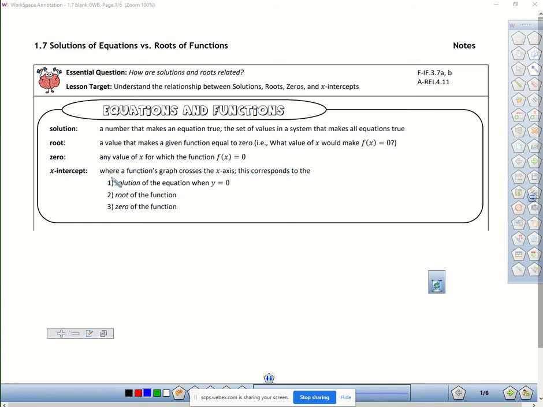And then we have an x-intercept, which is where a function's graph crosses the x-axis, and this corresponds to the solution of the equation when y equals 0, also known as f of x equals 0, because y and f of x are the same thing, also known as the root of the function or the zero of a function. So you're going to see these words used interchangeably, but they do have slightly different meanings in some contexts, so we'll talk about some examples of that.